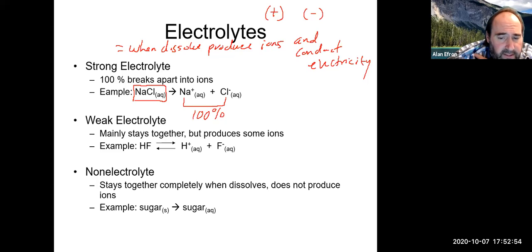If you take something like hydrochloric acid, which is another strong acid and strong electrolyte, it also 100% will break apart into H+ and Cl-.